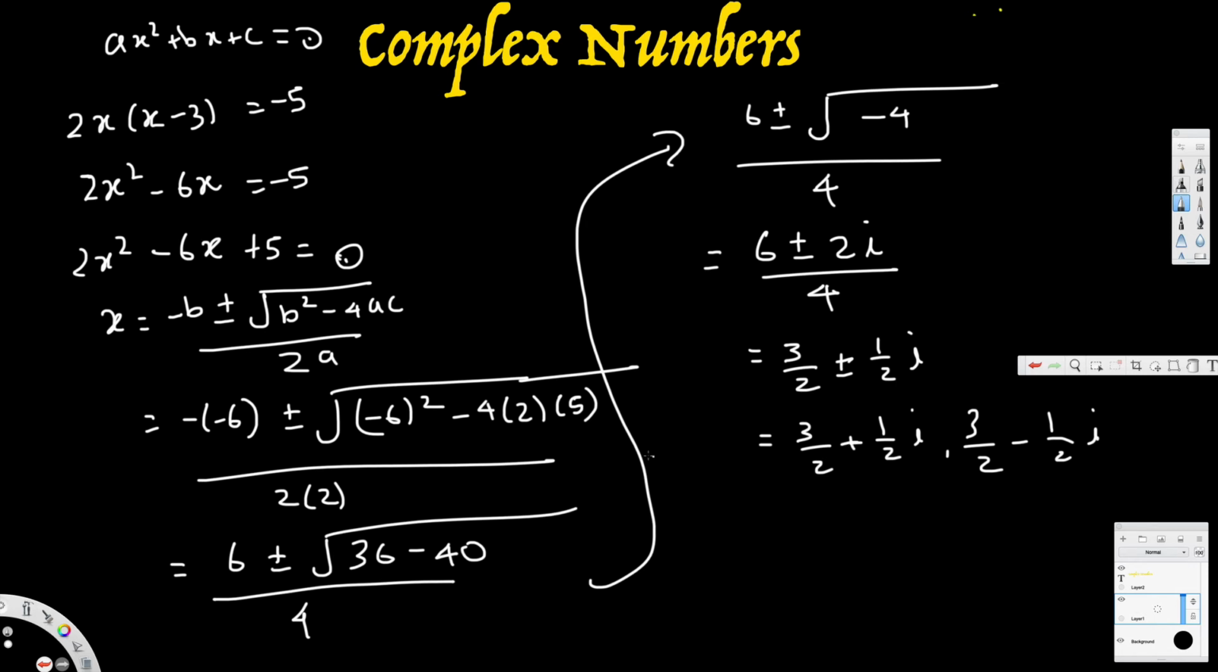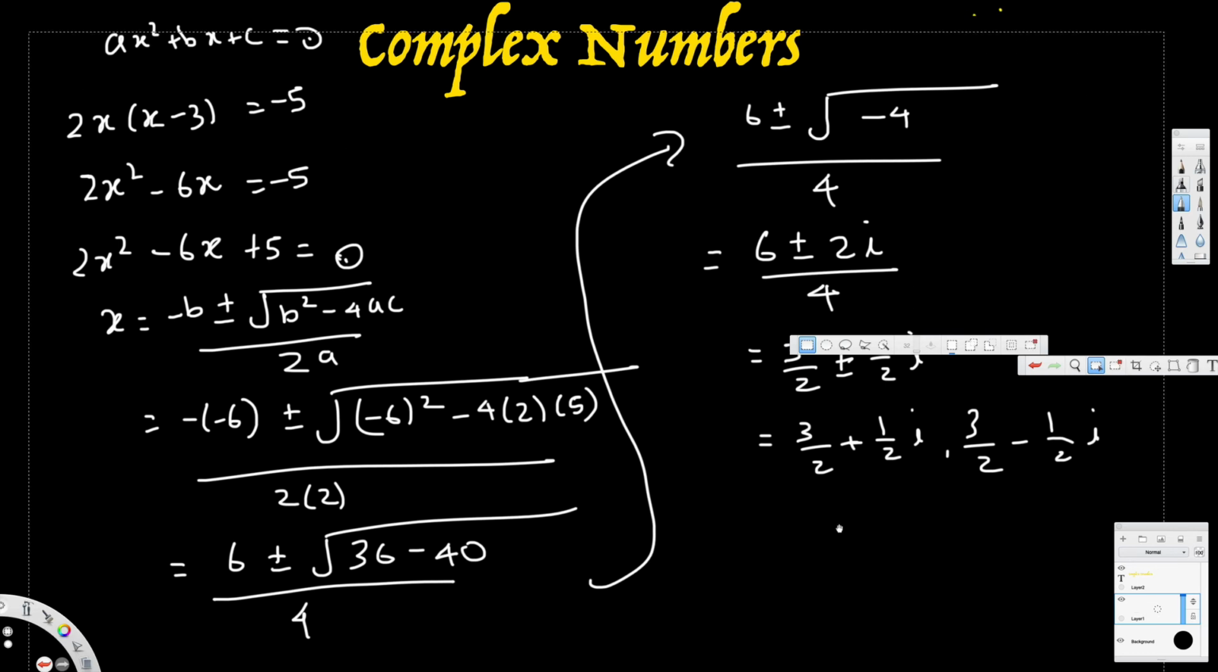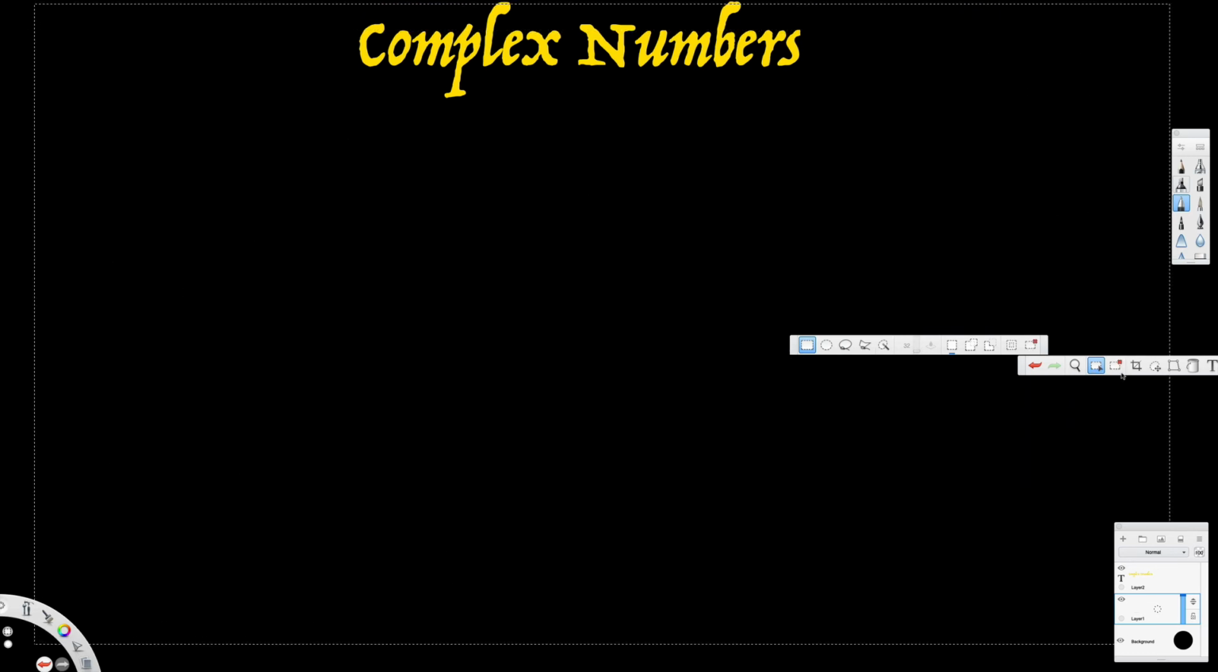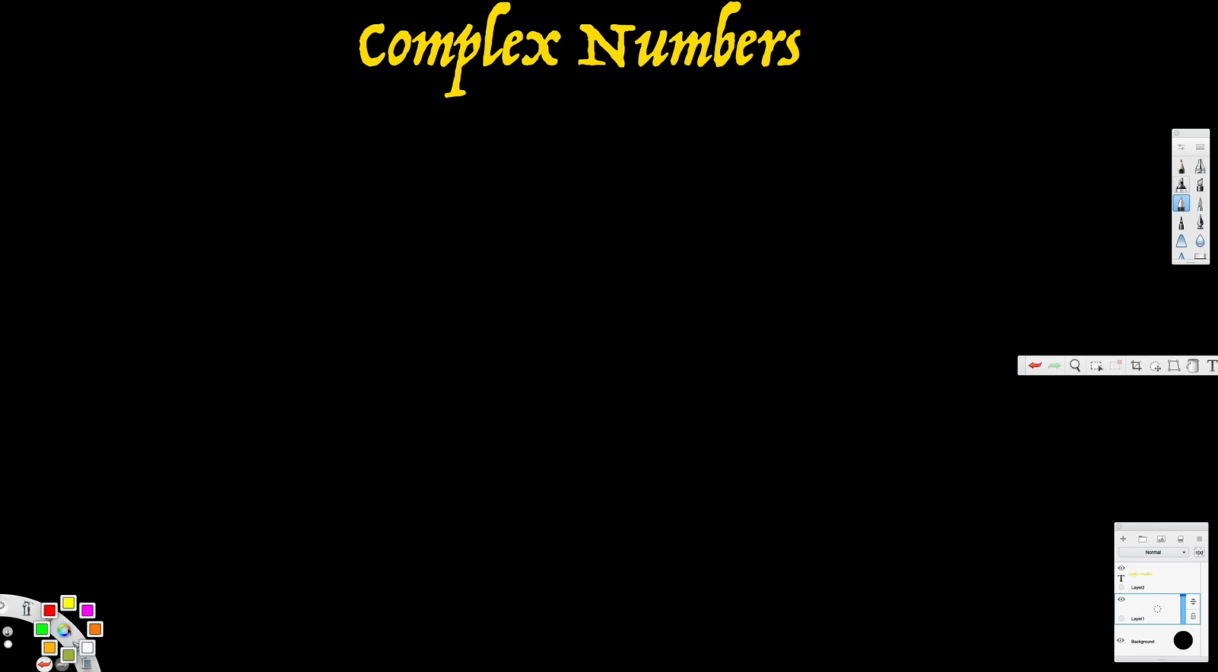Now let's look at another problem. Let's get rid of all these things and try another problem. Let's say we have a question that's 6x plus 2yi, and that's equal to 18 plus 12yi. If we have a question like this, what we have to do is simply solve for the x and y.